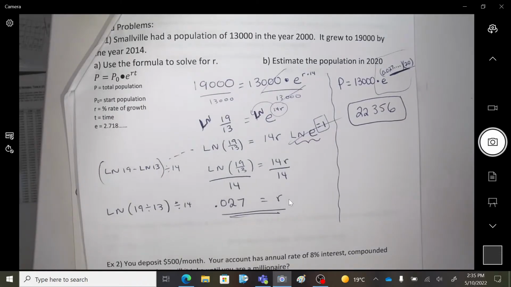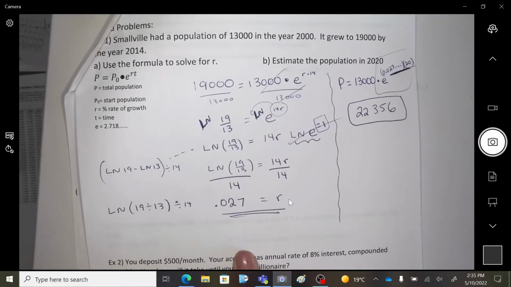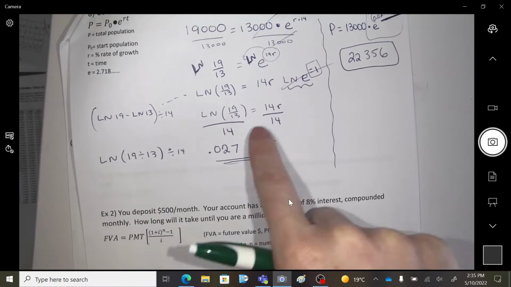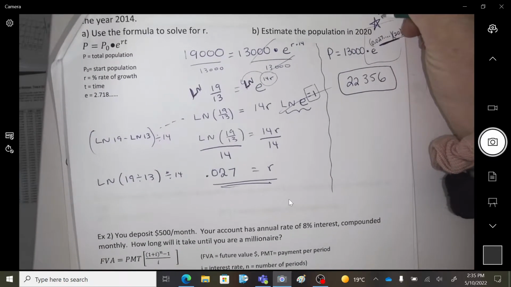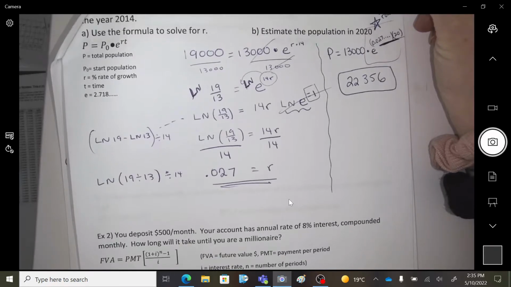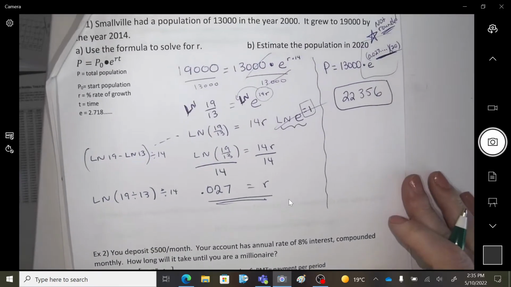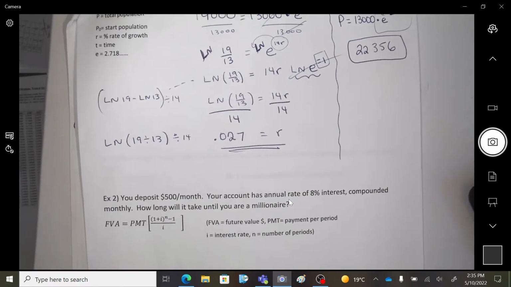Okay, so do you understand what this is even talking about? The population is growing 2.7% every year. You can leave that as a decimal form. You don't have to write 2.7%. Just leave it. Please make sure here, not rounded. If you round, your answer will be thrown off. Okay, next.